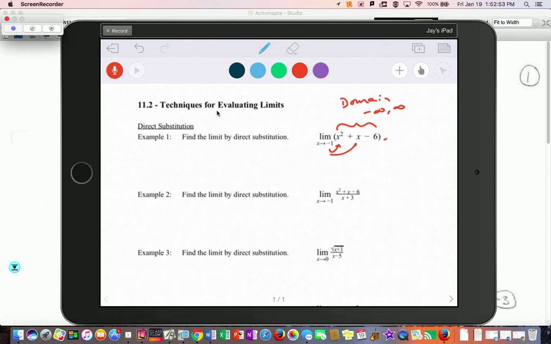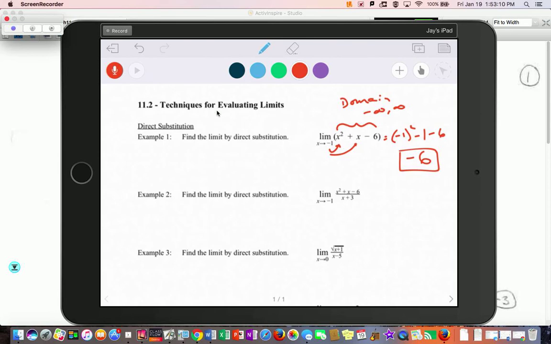And when you do that, you get negative 1 squared minus 1 minus 6, which is, negative 1 squared is 1, minus 1 is 0, so I get negative 6 for my limit. So we don't have any worries.